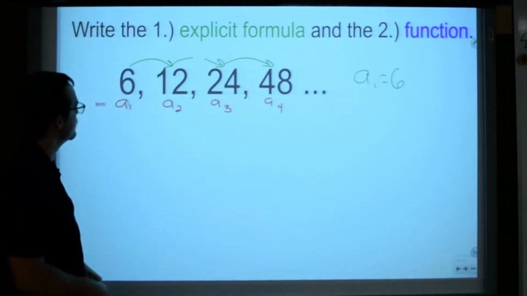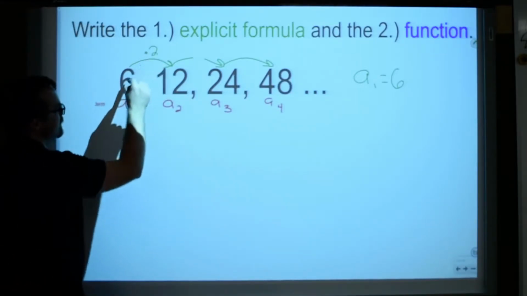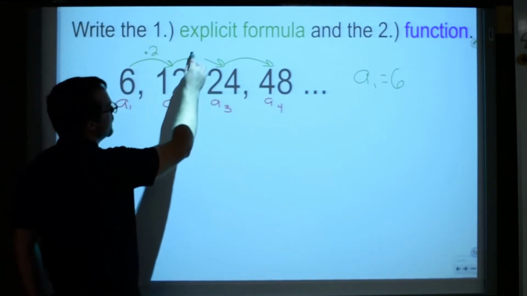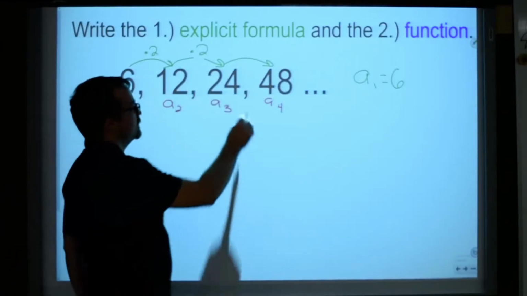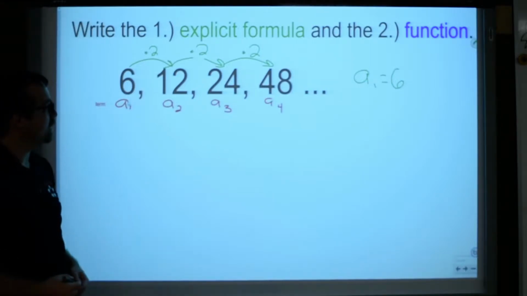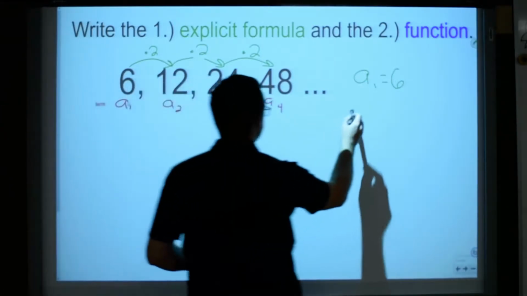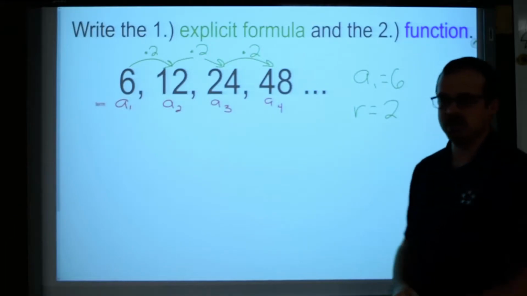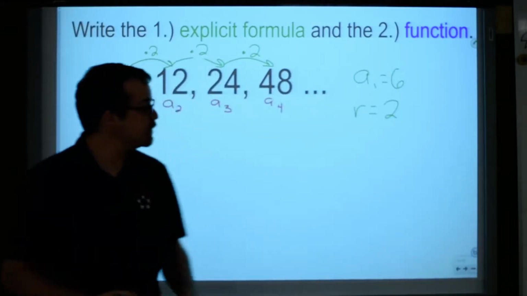Let's try something else. Let's go ahead and try times by 2. 6 times 2 is 12. That times 2 is 24. And then 24 times 2 is 48. And so we know that we have a common ratio here because we are multiplying, and that common ratio is 2. So now we have a geometric sequence.